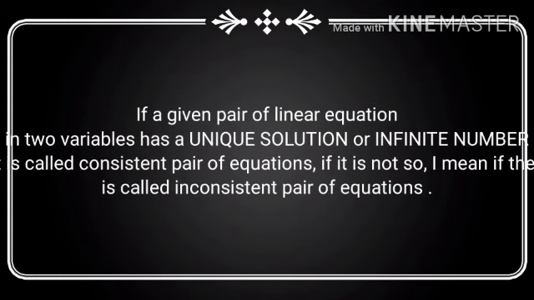Before starting question number 3, let us recall that if a given pair of linear equations in two variables has a unique solution or infinite solutions, then it is called a consistent pair of equations. If it is not so, I mean if the given system of equations has no solution at all, it is called an inconsistent pair of equations.